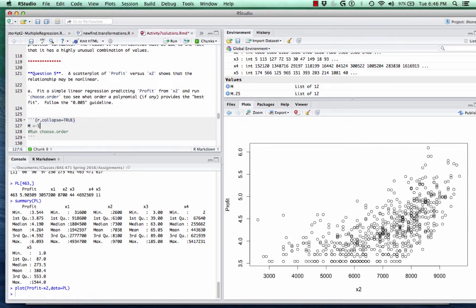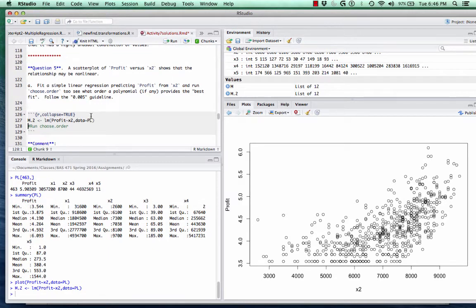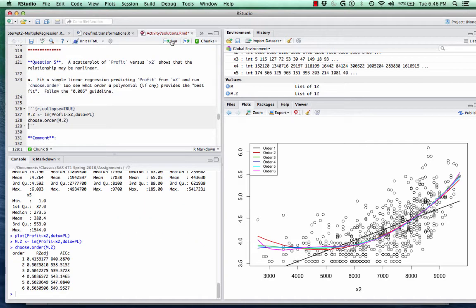So let's fit the simple linear regression, and I'm going to call this m.2 here, just to denote that we're doing this from x2, predicting profit from x2 in the PL data frame. So let's fit it, and then run choose order to see if a polynomial model might fit better. So we click this. And what we see is that as we go from the simple linear regression, basically the order 1 polynomial, the adjusted r-squared actually leaps up by quite a bit.